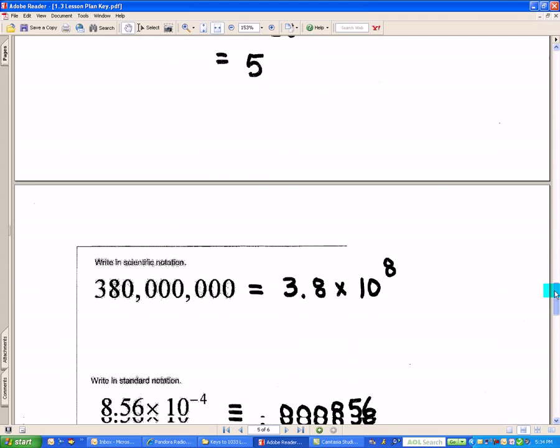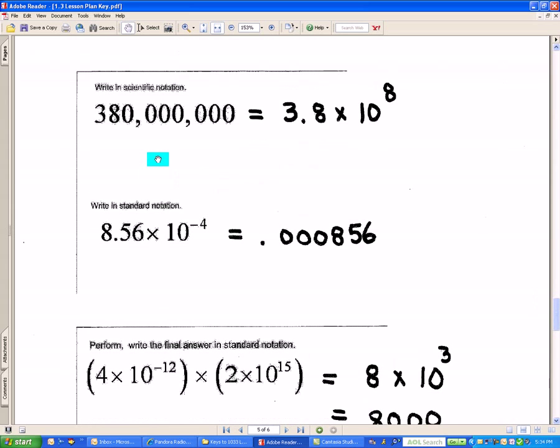Okay, my next example asks me to take a number, well, in this case 38 million, so it's 380,000,000, and to write the answer in scientific notation. If you recall with scientific notation, it has to be written, first of all, as a number between 1 and 10, so in this problem we start with 3.8. And the second part of scientific notation has to be 10 raised to some power. So you're going to multiply by 10 to a power.